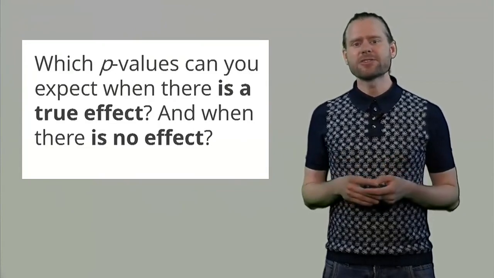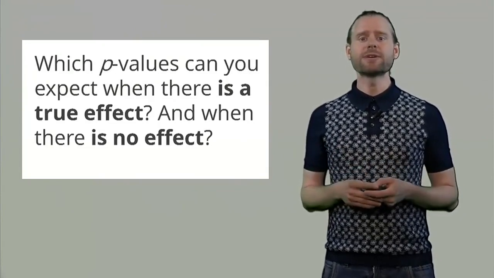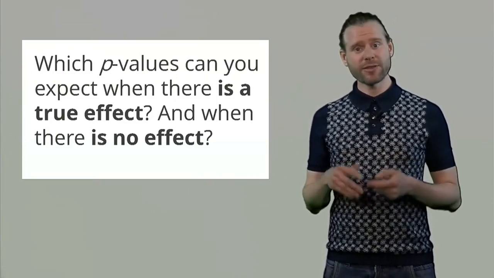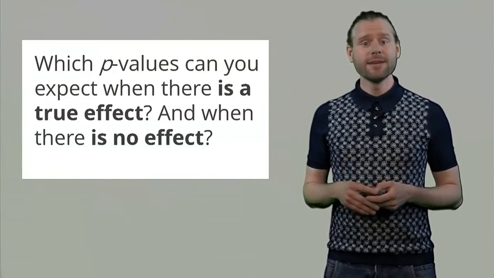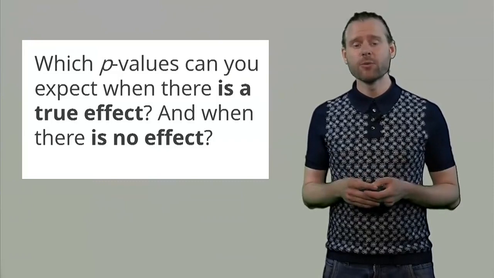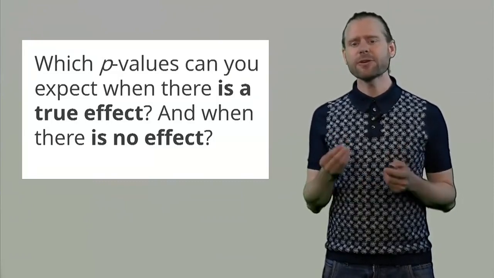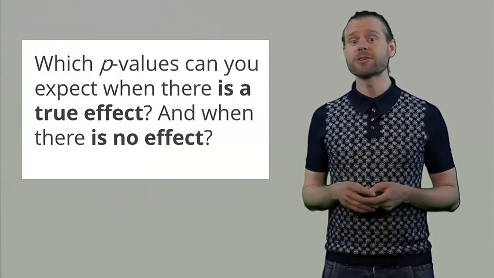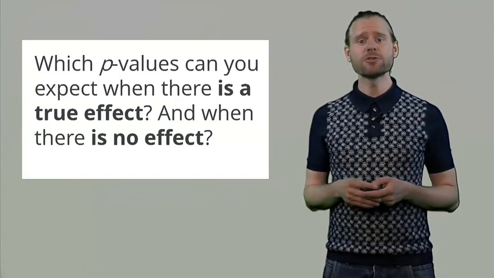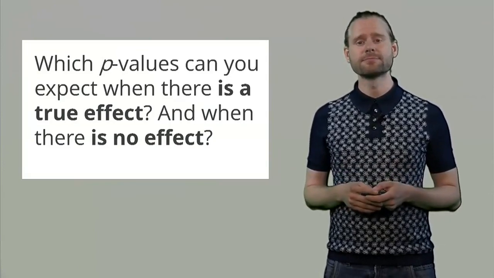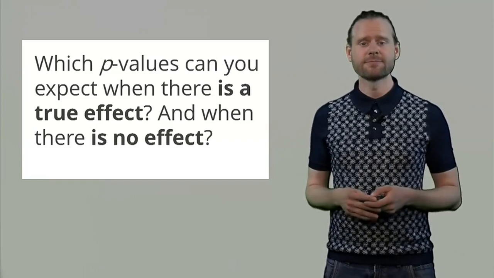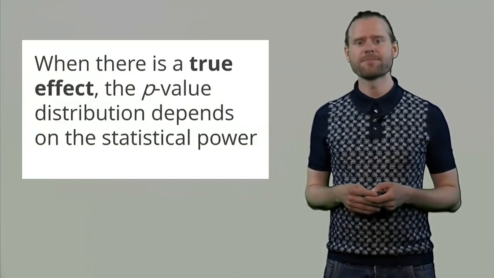So at the end of this lecture, let's take a look at the p-values that you can expect when there is a true effect, and the p-values that you might expect when there is no true effect. Now, I never really realized how p-values are distributed across studies when you do a lot of them. And I think it's very important to understand this for the correct interpretation of a p-value. So take a moment to think about this. What kind of p-values would you expect when there is a true effect? What kind of p-values would you expect when there is no effect? Let's take a look what really happens.